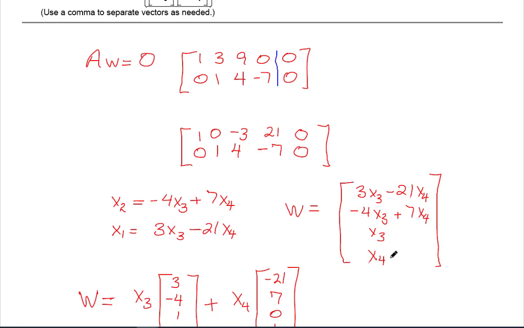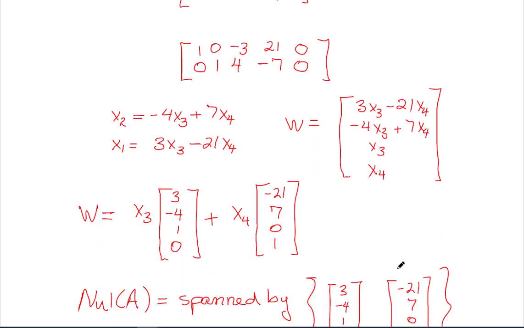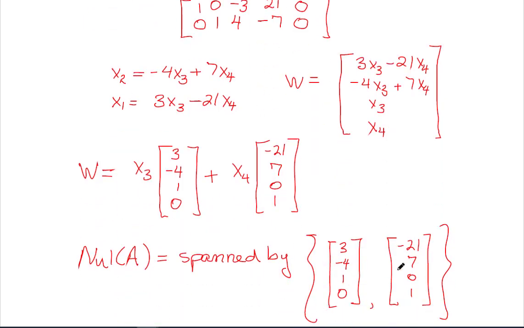Then it's just a question of splitting it up into things that have x3 in it and things that have x4 in it. So here's the x3 stuff, here's the x4 stuff, which gives me a characterization for the vectors that span the null space of A, because every vector in the null space is representable in this particular format.